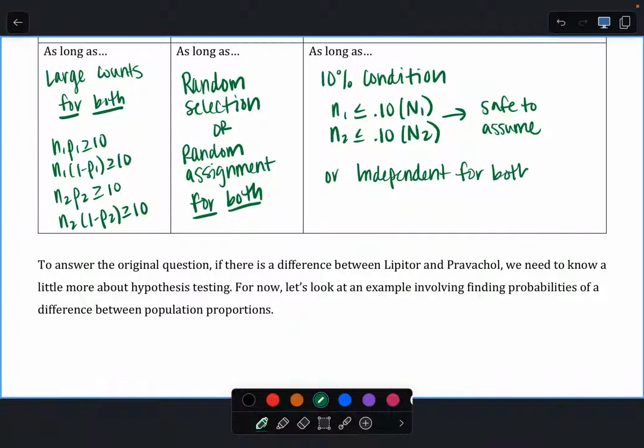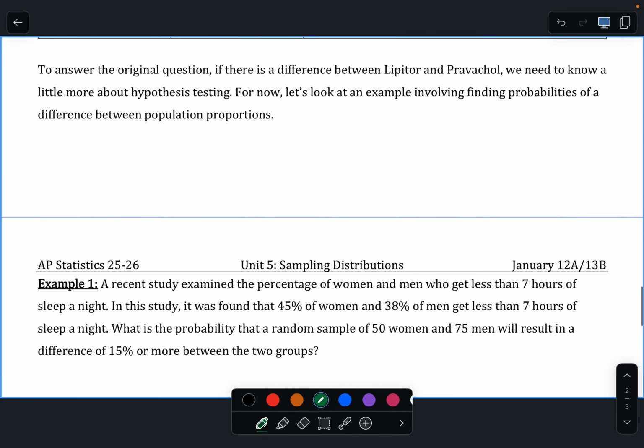Just as a reminder, sometimes it does seem weird to write the statement whenever you're dealing with experiment type things. And to answer the original question, if there's a difference between the two drugs, we need to know a little bit more about hypothesis testing. That's when we start writing a null hypothesis and an alternative, and we'll see, do we agree or do we reject what they are saying? But that is later on. That's in Unit 6. So let's do an example, our one example for today.